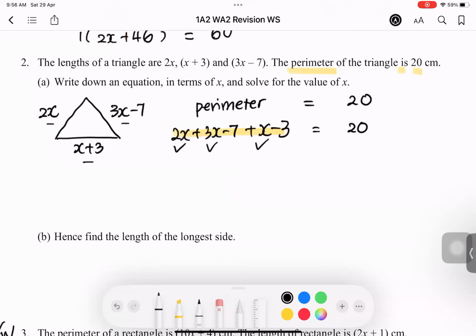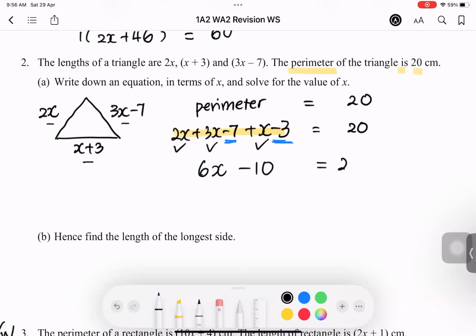What will we get? 6x. 6x, very good. And negative 7, negative 3. Not 8. Negative 10. What is negative 7 minus 3? Negative 10. Very good.